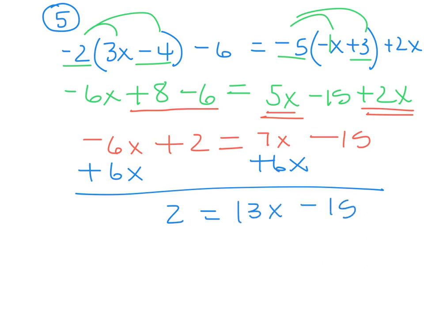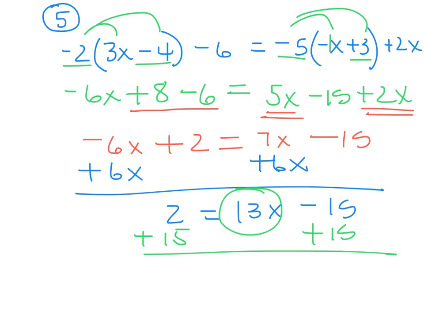I want to isolate my variable, so I'm going to add 15 to both sides. I get 17 equals 13x. Divide by 13. And my final answer is 17/13.